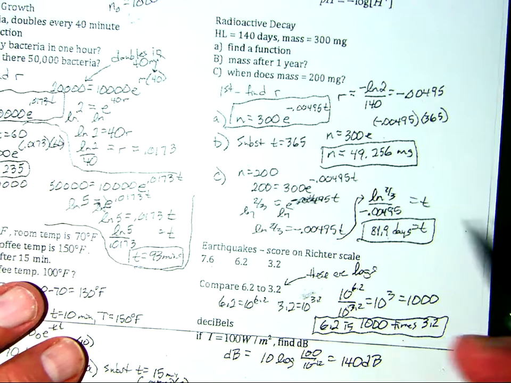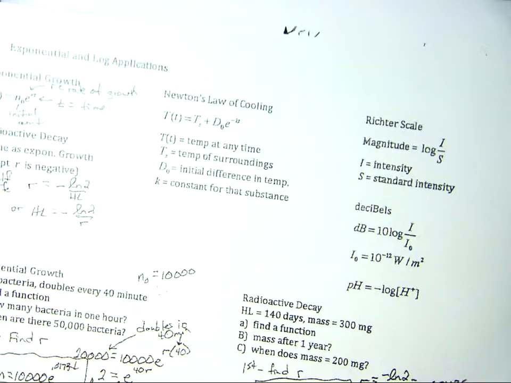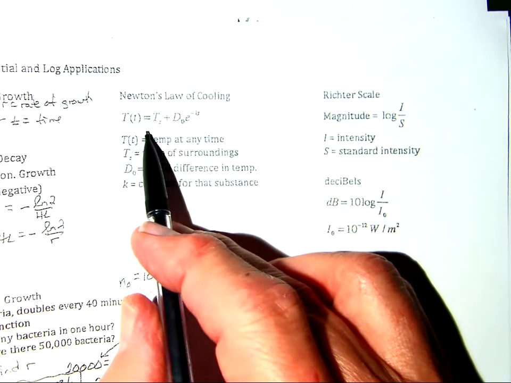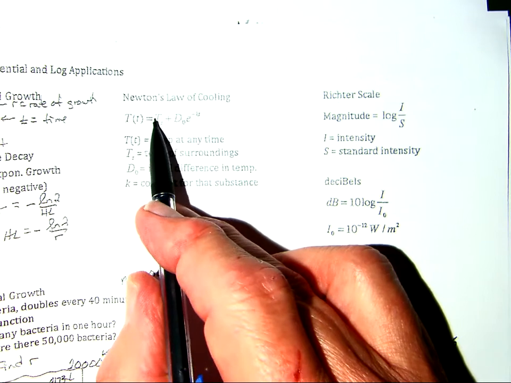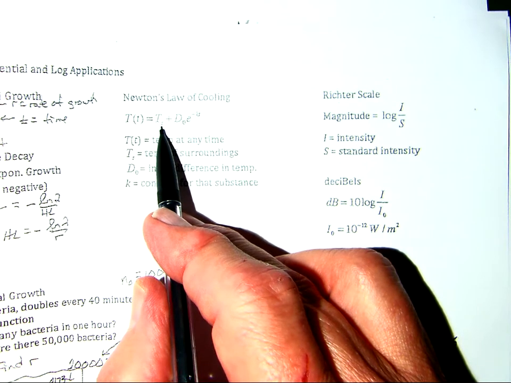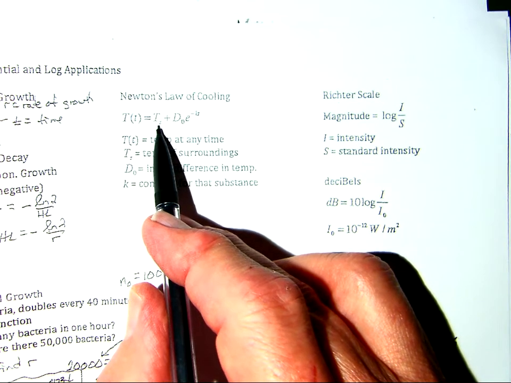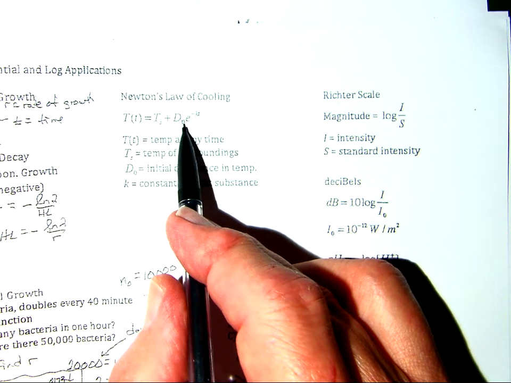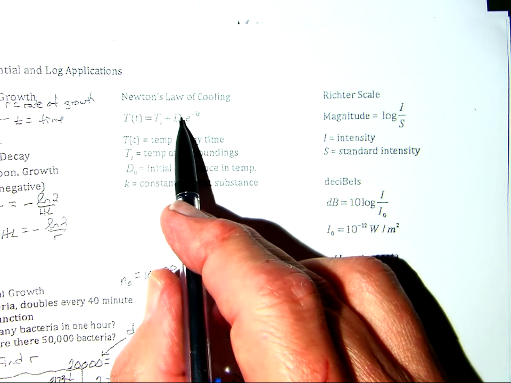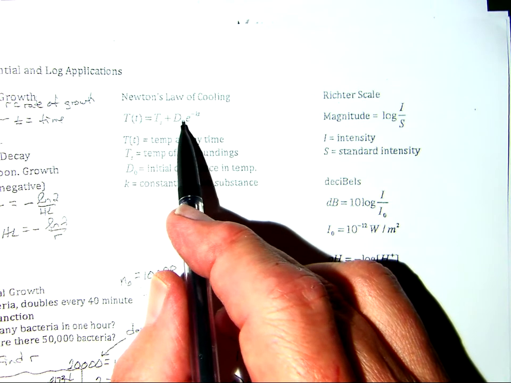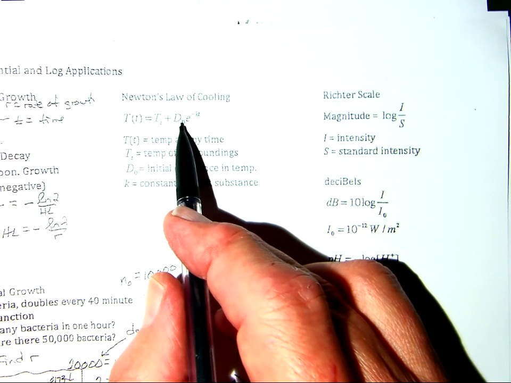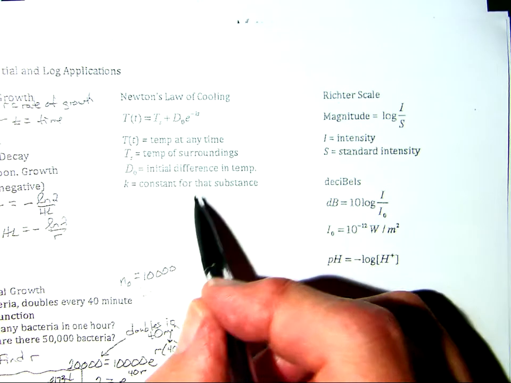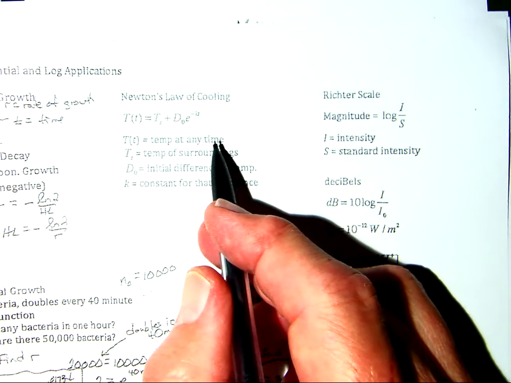Okay? The next thing, and this is maybe the most complicated formula, is Newton's law of cooling. The equation looks like this. That's the final temperature. Here that's T, and that's T sub S. That's the temperature of the surroundings. Usually that's room temperature. If you were in the water, that'd be the water temperature. Here, D naught is the initial difference. You take the temperature of the surroundings and subtract the temperature of the object. We need to know just that difference. It's always positive. And then e to the negative kt. k is the constant for whatever the substance is.